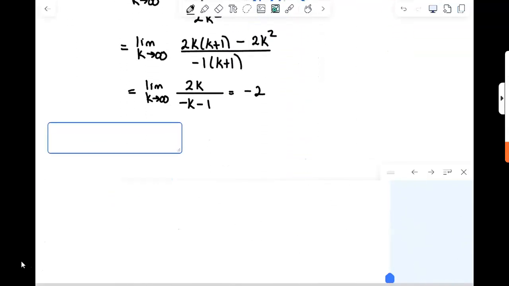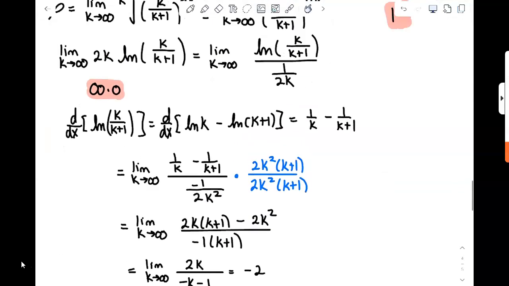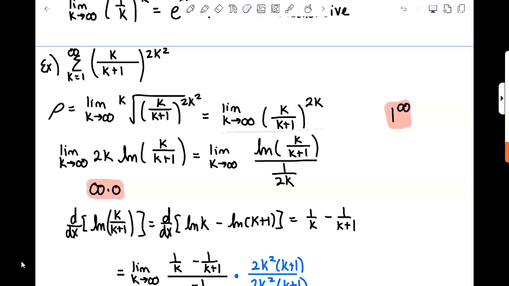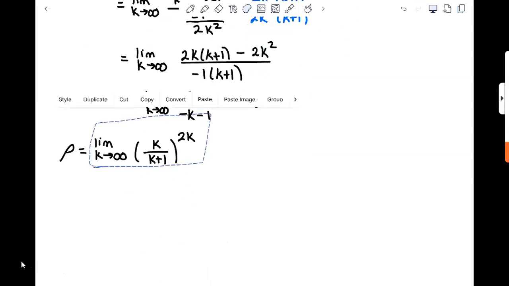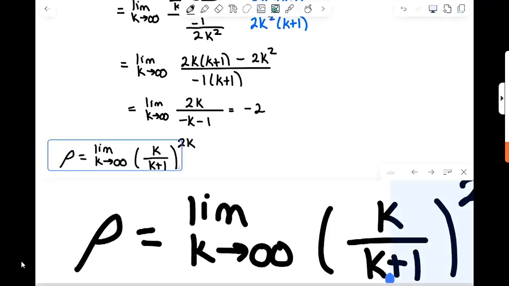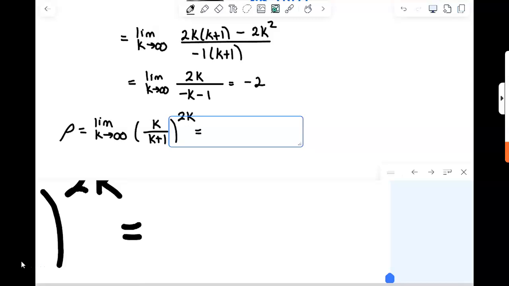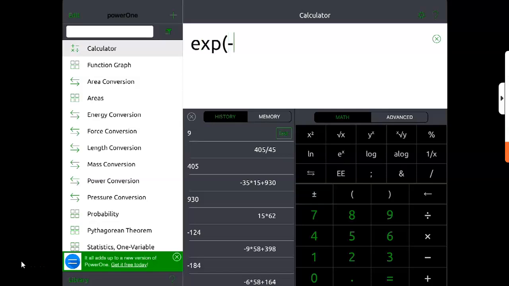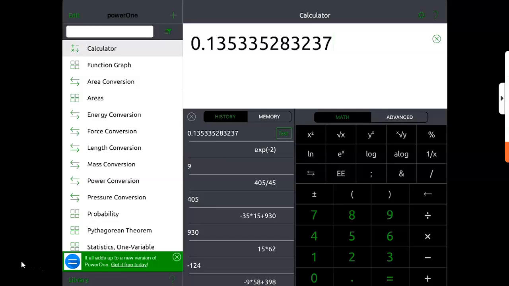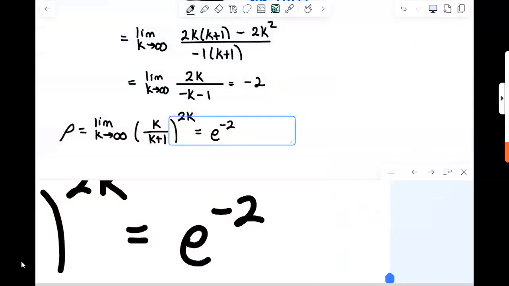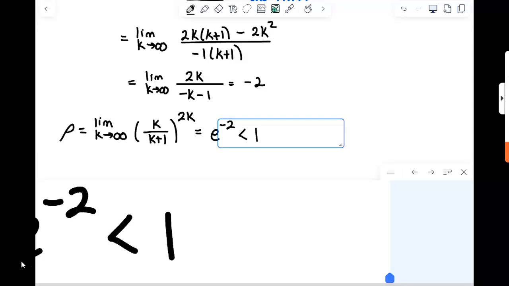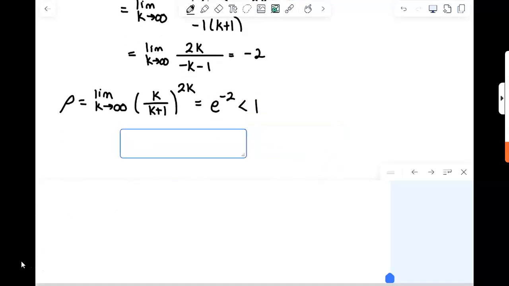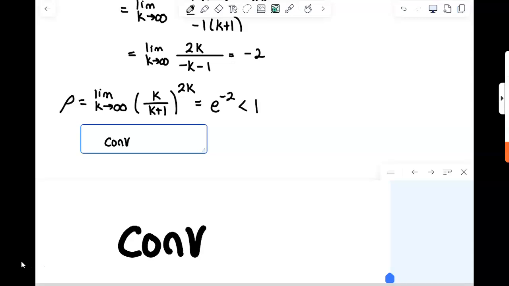Rho, which was the limit as k goes to infinity of that stuff to the 2k. We know now that that is going to be equal to e to that limit. That equals e to the minus second. What is e to the minus second? Well, that's going to be 1 over e squared, which is going to be roughly the decimal point 135 and so on. But what is important is that that number is less than 1. That number is less than 1. And so therefore, we know that our original series will converge.